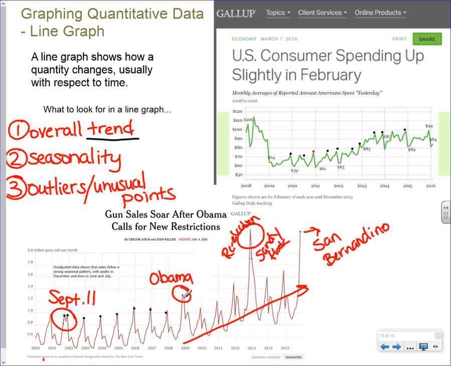Now, this is the spike we expect to see right there in December, but we had another one right before that. And so that was actually when Obama was elected. That was the first time. That was the end of 2008. So we're talking about November 2008.